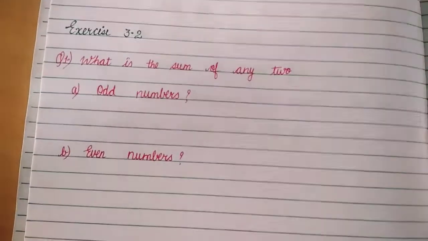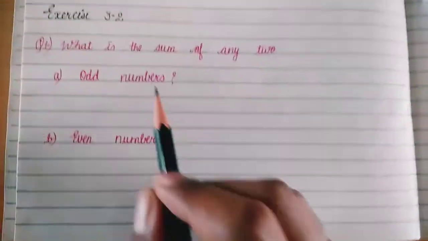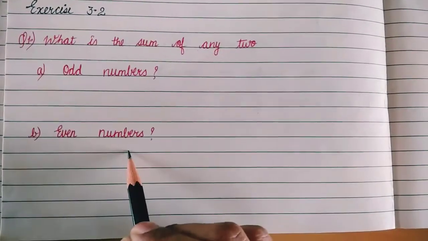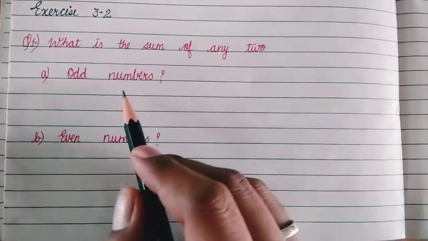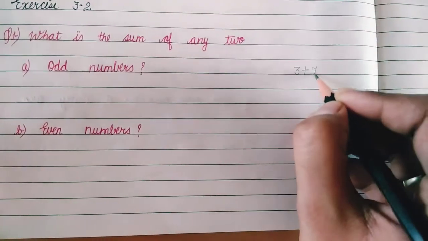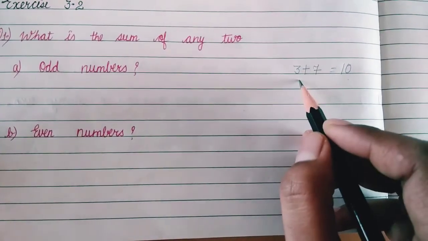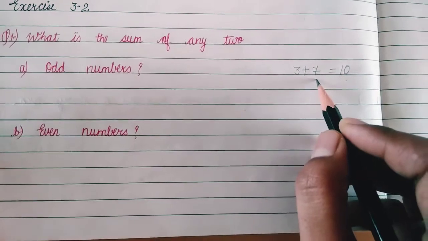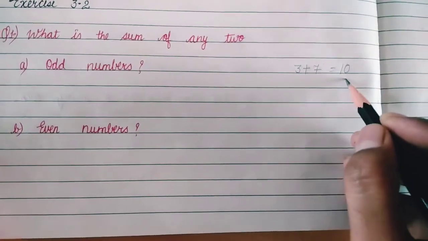The first question is, what is the sum of any two odd numbers and any two even numbers? Whenever we add any two odd numbers, in which manner does the result come? Simply take any two odd numbers. When we add 3 plus 7, what do we get? 10. 3 is an example of an odd number, 7 is an example of an odd number, and adding them we get 10.